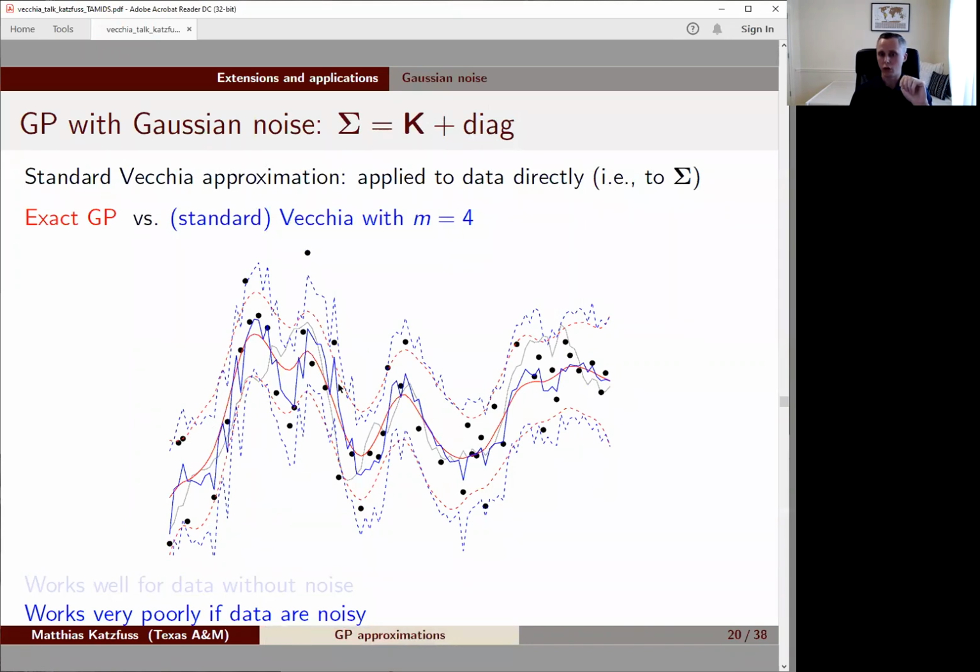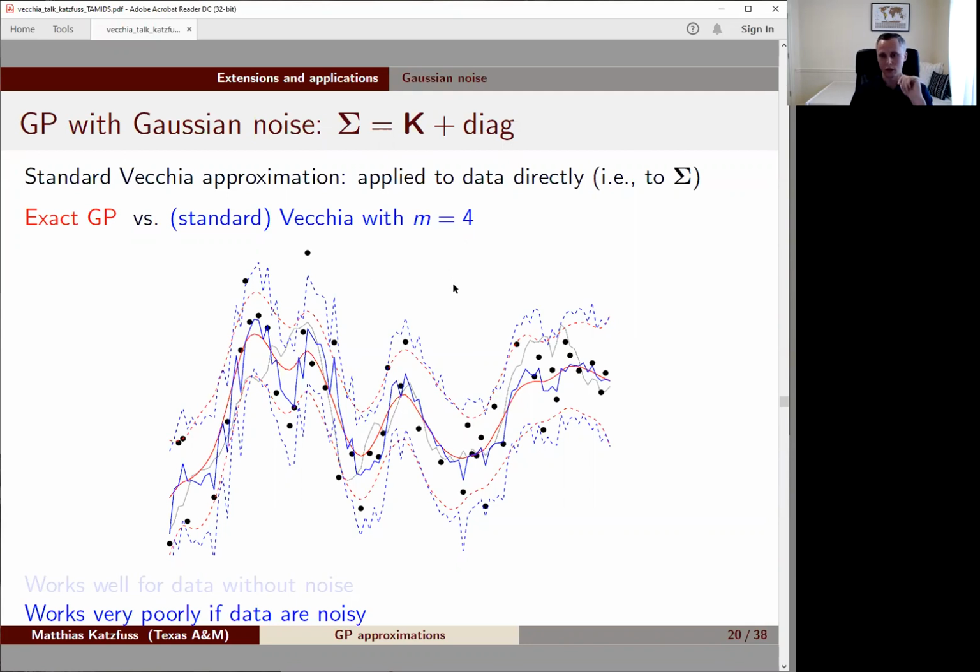And what you can see now in red was our exact GP solution that we saw at the beginning of the talk. That's what we would want. In blue is the approximation that we get with Vecchia with m equal to 4. And now we can see those don't agree at all. So this is a horrible approximation, huge approximation error. We don't want this.